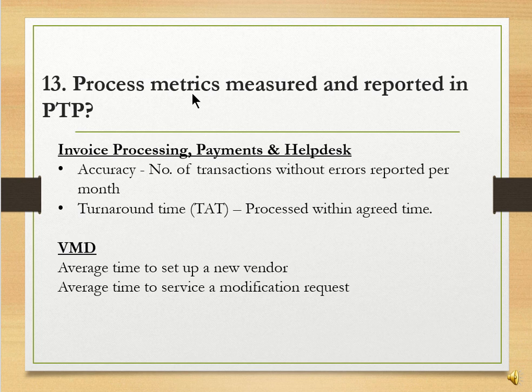This is the question about process metrics reported and measured in the P2P. So what are the metrics that we usually measure? For invoice processing, payment and help desk, we measure two metrics. One is accuracy and the other one is turnaround time. When we talk about accuracy, it is the number of transactions without errors reported or processed in the month. When we talk about turnaround time, it is whether it is processed within the agreed timeline. For example, if the invoice processing time is agreed as within 3 days, then we have to ensure that we process all the invoices within 3 days.